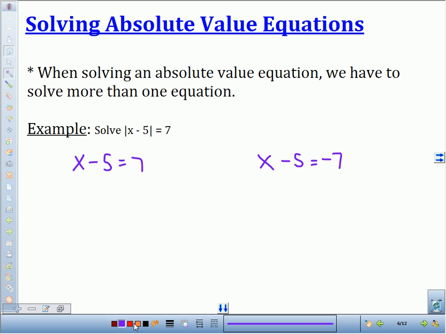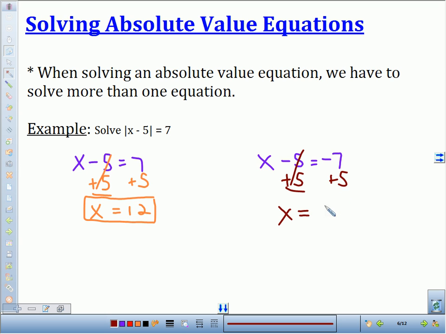Now when I solve these equations, we've done this before. Add 5 to both sides. We get x equals 7 plus 5, which is 12. So one of my solutions is 12. On the other side, add 5 to both sides, and get x equals negative 7 plus 5, which is negative 2. That is my other solution. Both of these numbers are solutions, because if x is 12, it still creates a true equation. If x is negative 2, again, it's still a true equation.